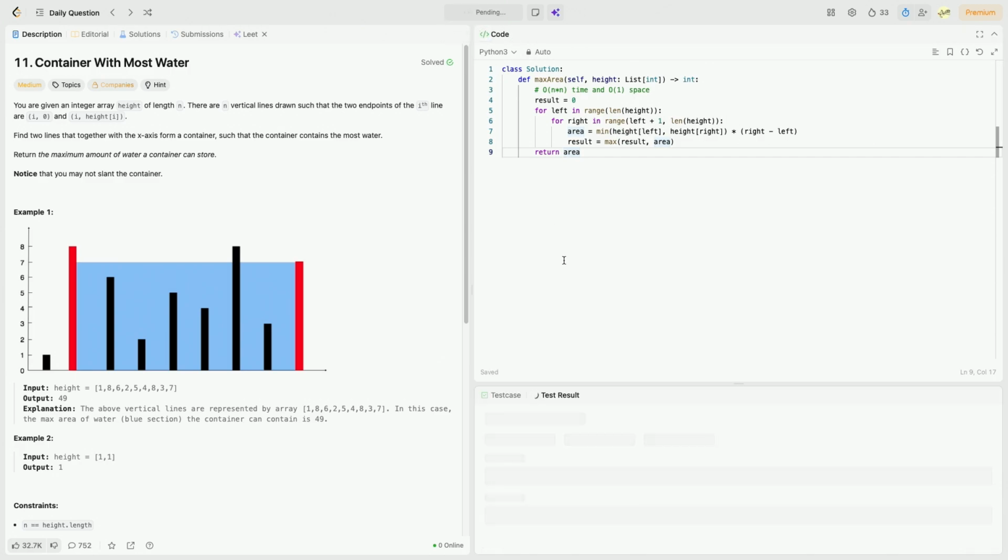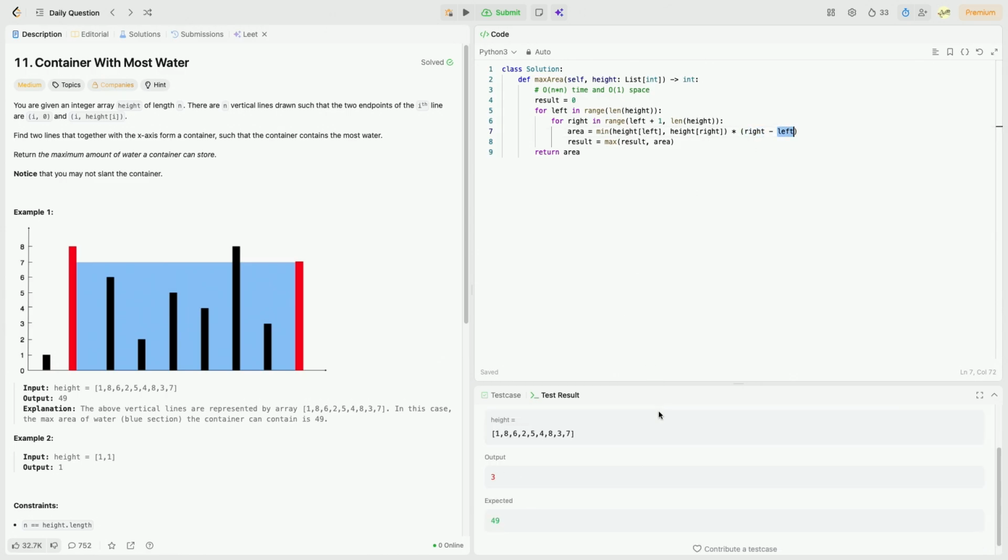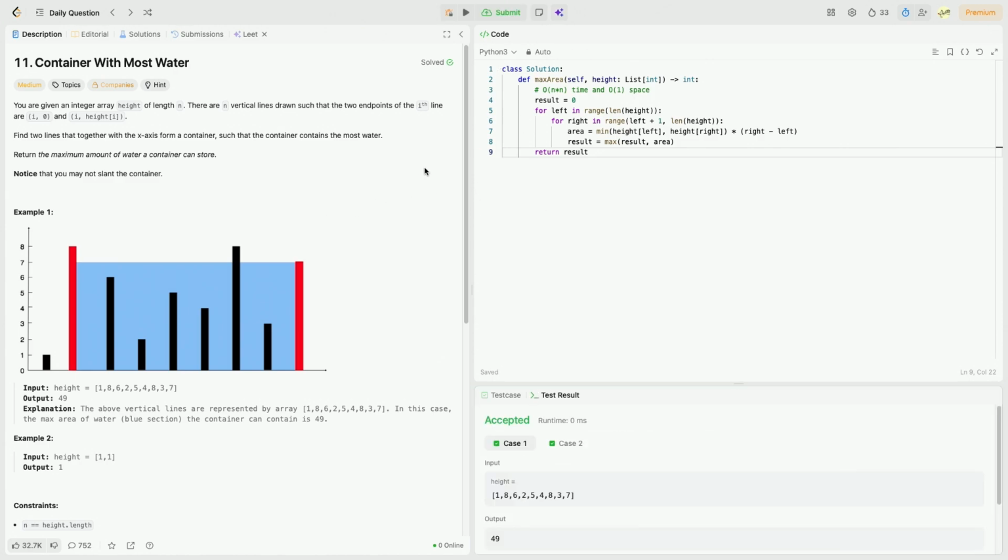Yes. So let's run this just to make sure that it passes, that we have no errors. Actually, we do have an error here. Let me see. Height left, height right, that's correct. The minimum, the maximum of that, length of height. Left plus 1. Let me see. Right minus left is also correct. So we output 3. Oh, we're outputting area, not result. My bad. We run this again. That should work. Nice. So yes. And we can submit it.